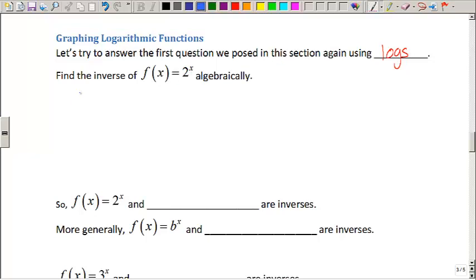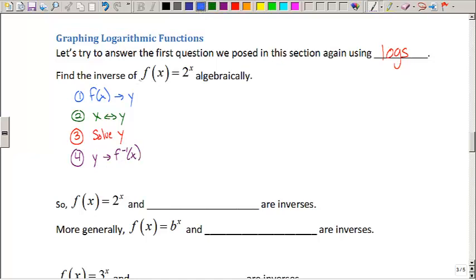Going back to our steps, my first step was take f of x and make it into a y, just so it's easier to manipulate. Then I take my x's and my y's and I interchange them. That's my inverse step. Step 3, I'm going to solve for the new y. And lastly, I take the y and turn it into f inverse of x.